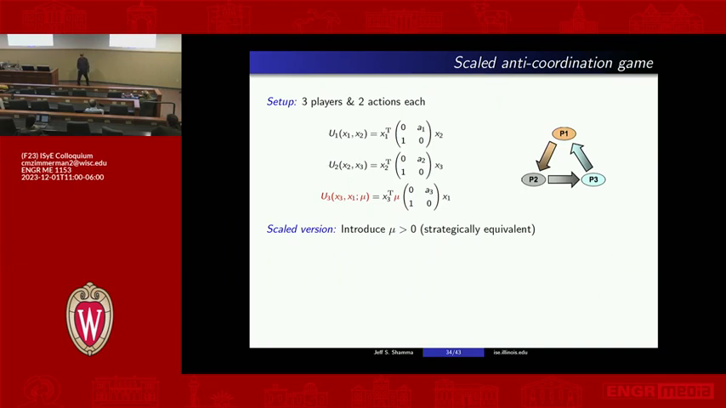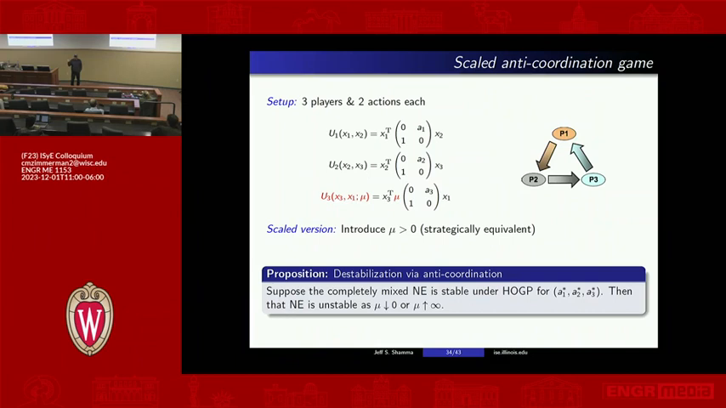Okay, and the result here is that if you take higher order gradient play that converges for this game and scale up the utility function of player three or scale down the utility function of player three, that learning rule won't work anymore for this game. All right, so any higher order gradient play that works for this game, it's sensitive to the scaling of player number three. So if you scale it up, scale it down, it will stop working.